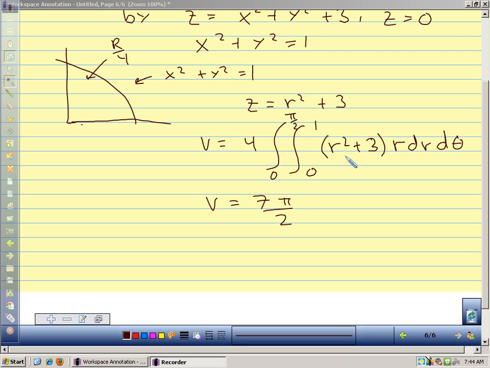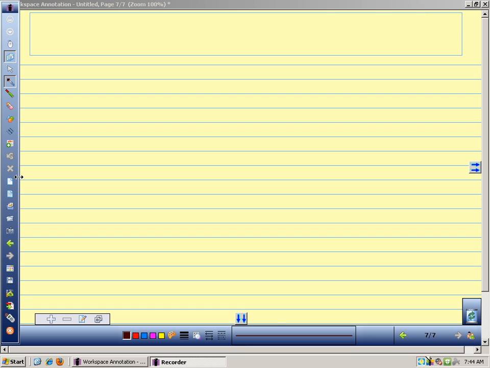All right, I'm going to stop for now. Homework. Page 1006.